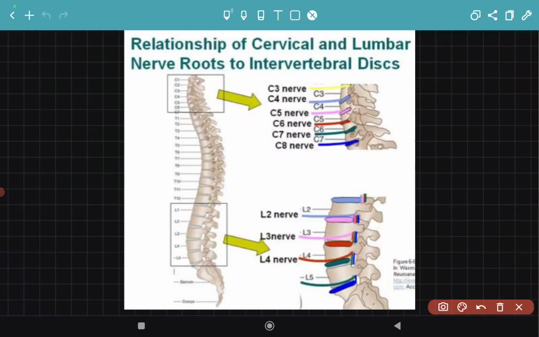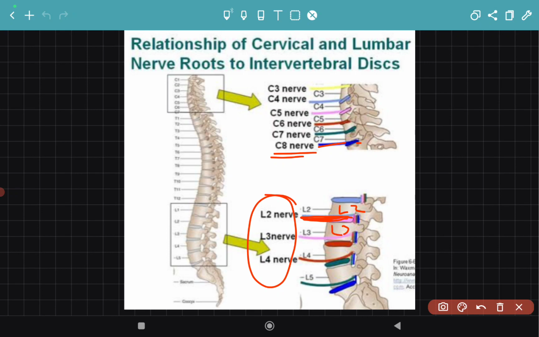Continuing with this concept, here also we can see the same thing. There are 8 cervical nerves. The 8th one will exit below the C7 vertebra, but till C7 we can see the nerves are exiting above the corresponding vertebrae. Similarly for lumbar, over here we can see this is L2 and the L2 spinal nerve is exiting below the L2 vertebra.